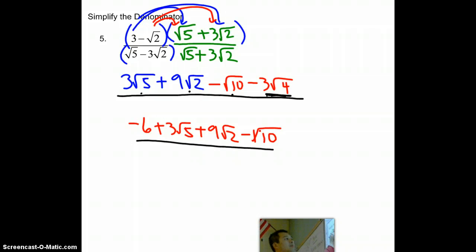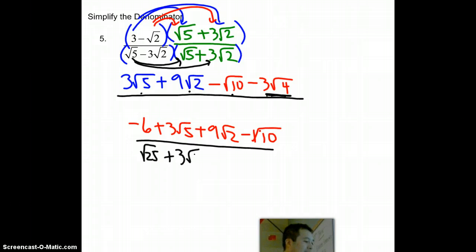All right, let's look at the bottom. Distribute. First, this to this. Square root of 25. This to this. Positive 3 square root of 10. Oh man, doesn't look too promising. Next one. What's this times this? Negative 3 square root of 10. And finally, this times this. Okay, let's hope everything simplifies.